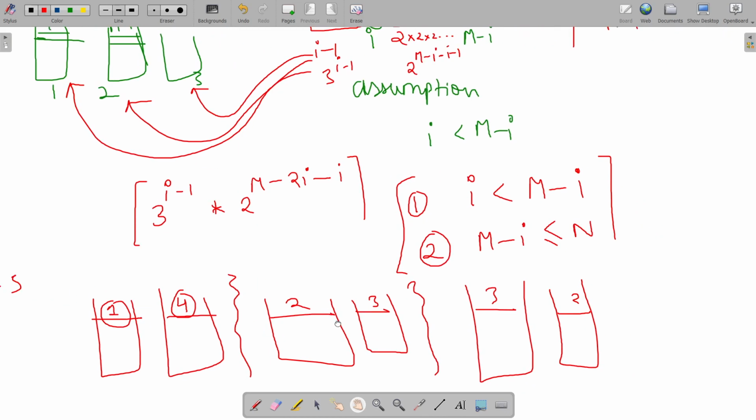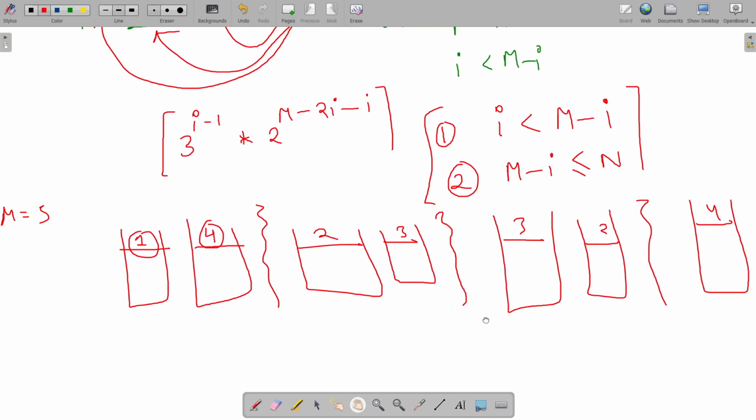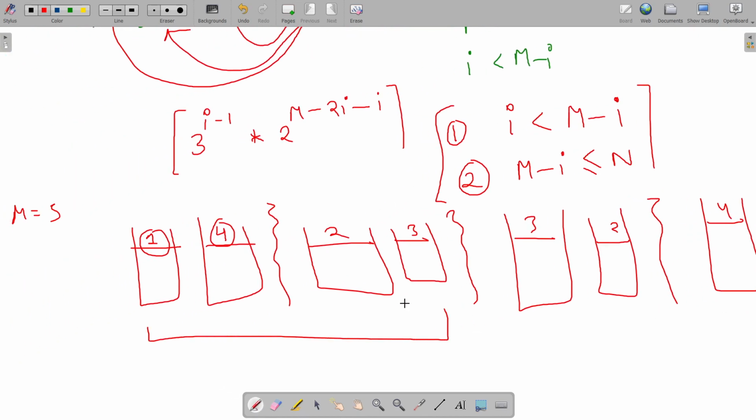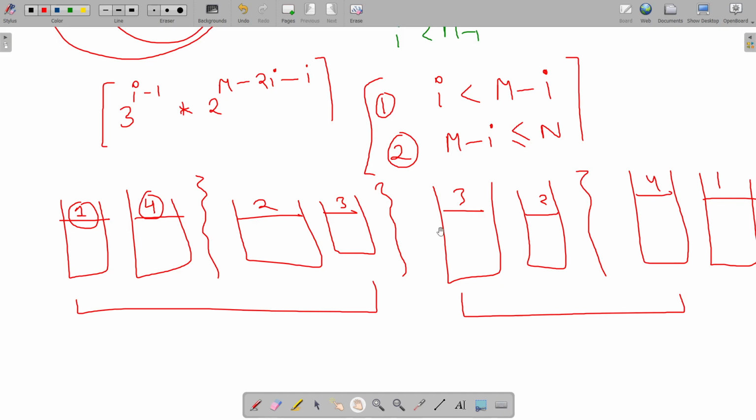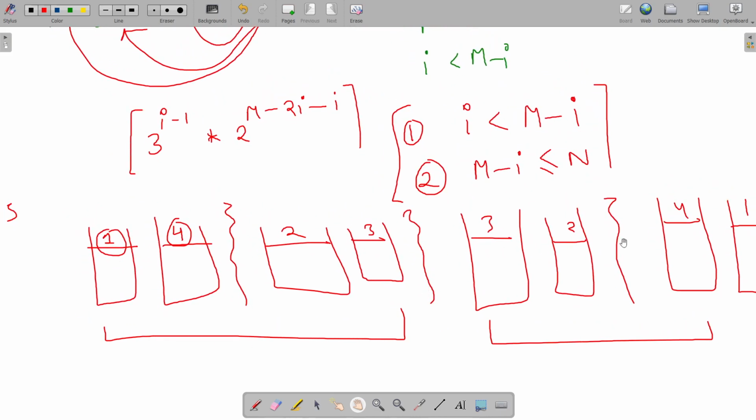and the fourth case will be when the first stack has 4 at the top, and the second stack, I'm not drawing the third stack, has 1 at the top. So we are only calculating these two cases because here i is less than m minus i. You can see that the other two cases are also the same, just reversed. So if we just calculate this half and then multiply it by 2, we are done.